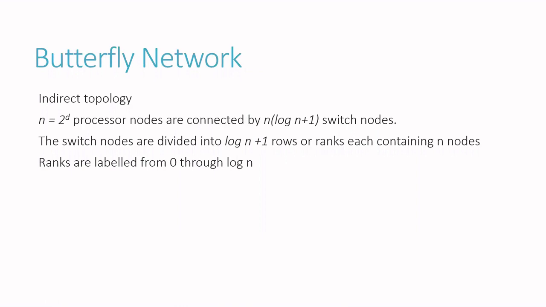So the next in the line is a butterfly network. This is again an indirect topology. So if there are n processors, there will be n into log n plus 1 switch nodes. There are two rules to construct this network. Before going into the rules, we need to know two things. How many rows are there in this network and how each node is being labeled.